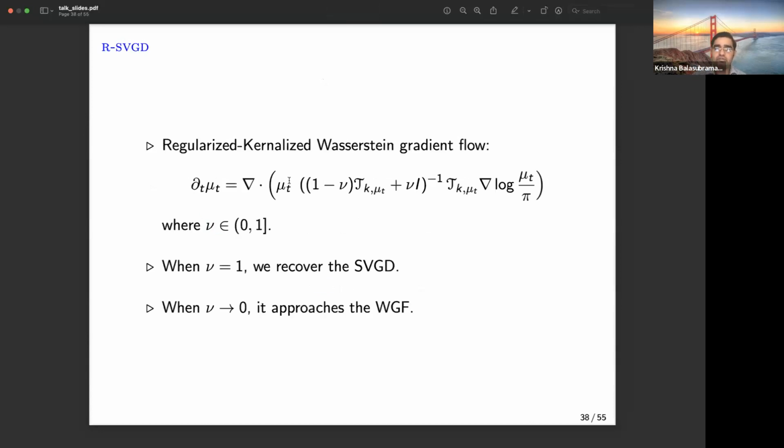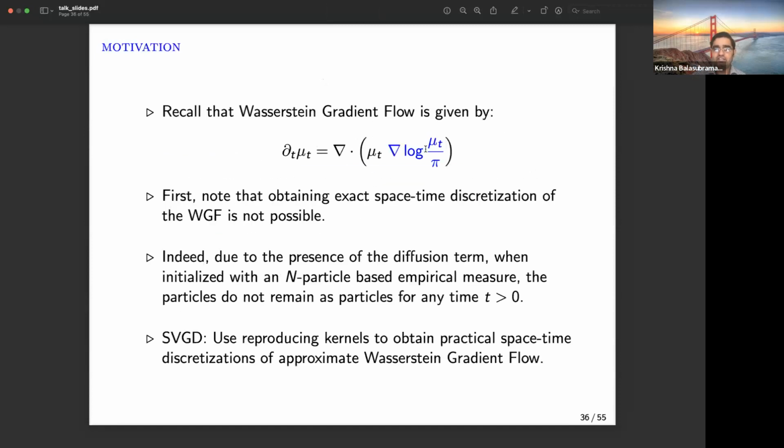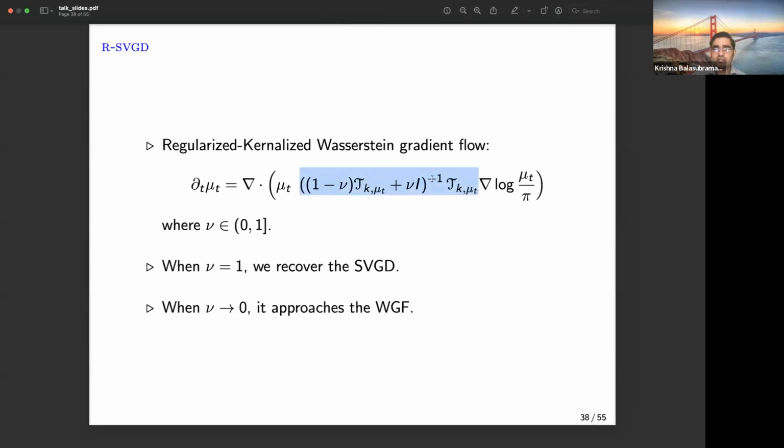With this notation, I'm going to introduce what is called the regularized kernelized Wasserstein gradient flow. If you ignore this thing that I've highlighted here, the remaining thing is exactly the Wasserstein gradient flow. Nothing has changed here. Now you have an additional term with nu, which is some constant between 0 and 1. So let's pick nu equal to 1. When nu is equal to 1, this term is 0. So you only have the identity inverse, which is identity, and you're left with this thing here. So in addition to the Wasserstein gradient flow, you have this term here, right? And that is exactly what I mean by working in a restricted space instead of the Wasserstein gradient flow.